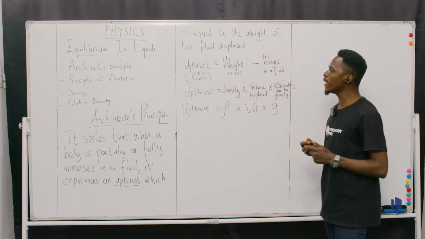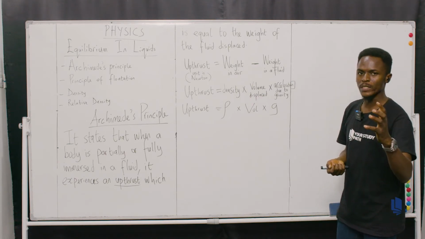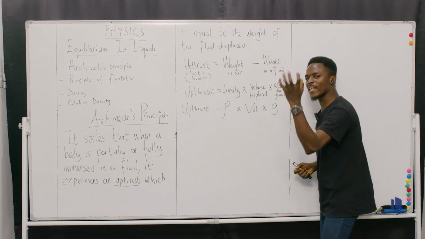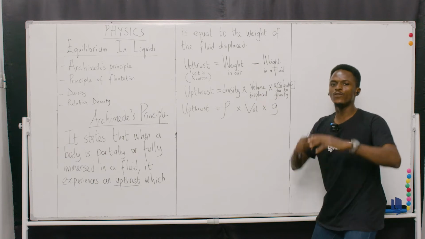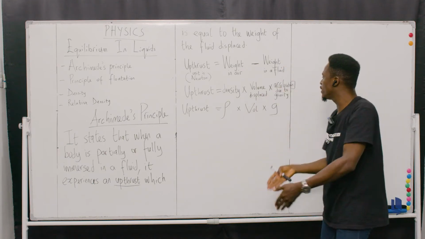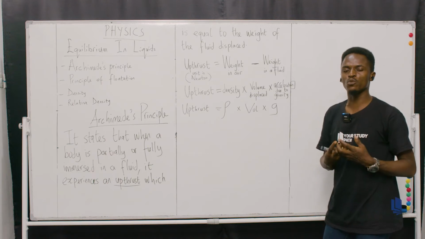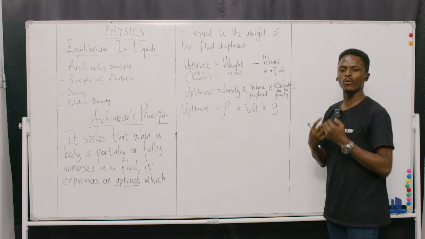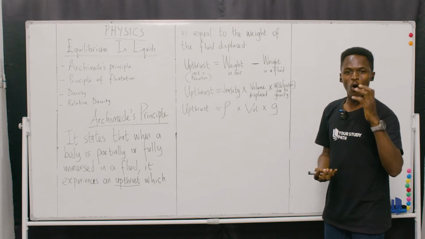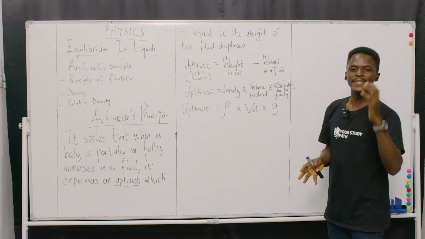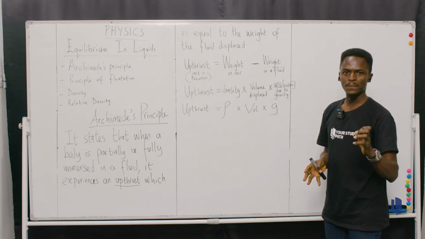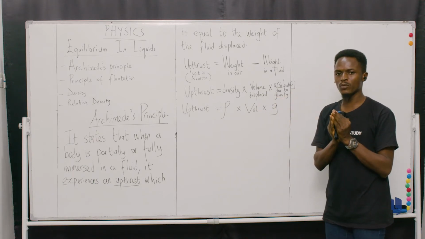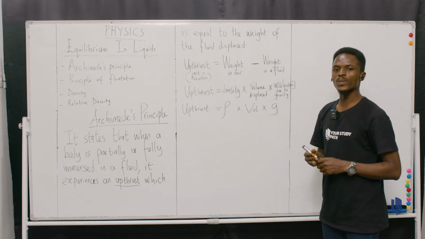Aside having weight in air minus weight in a fluid, you can also calculate upthrust by saying that the density of that body multiplied by the volume that is displaced inside the fluid multiplied by the acceleration due to gravity. And remember, acceleration due to gravity is a constant, with the value 9.8 meters per second square, or in approximated value, 10 meters per second square. That being said, we are getting somewhere. We've understood what Archimedes' principle states. Next is the principle of flotation.